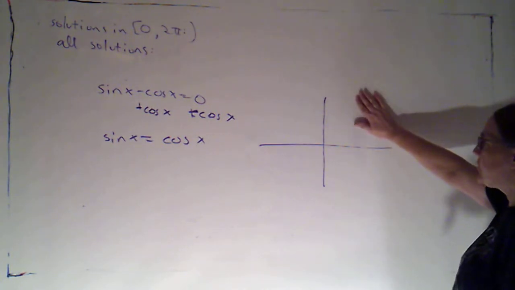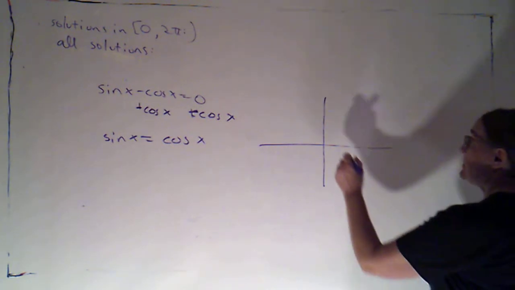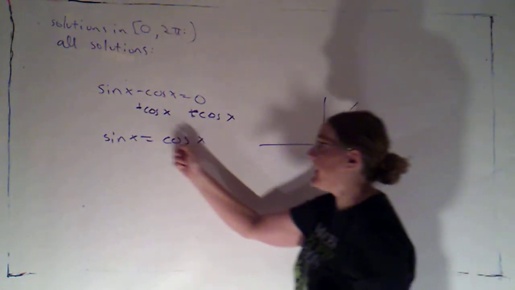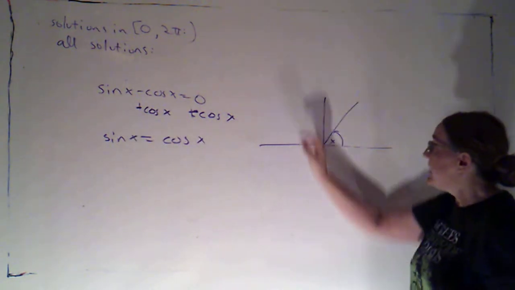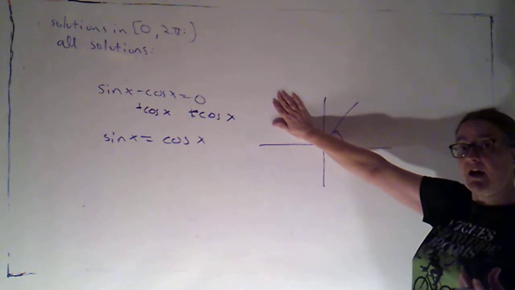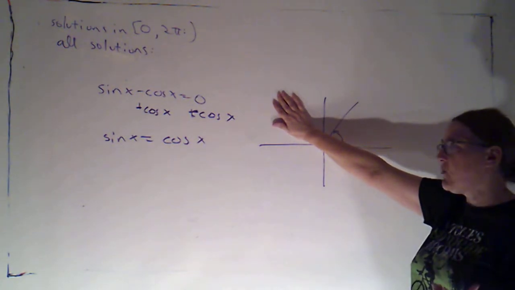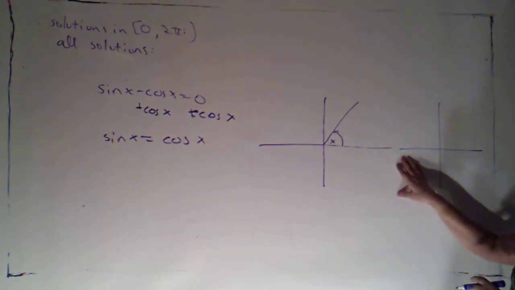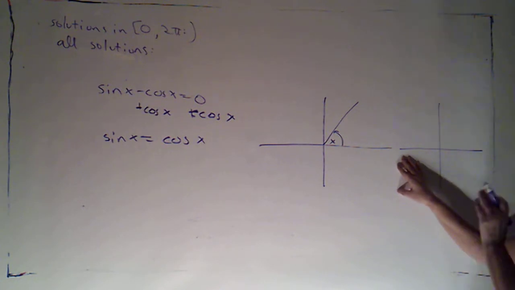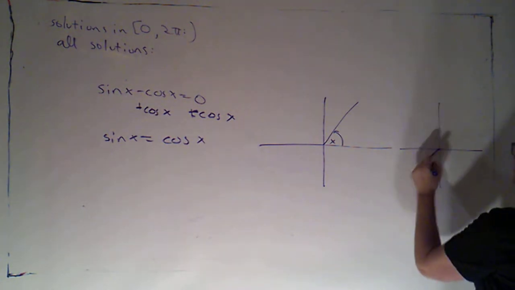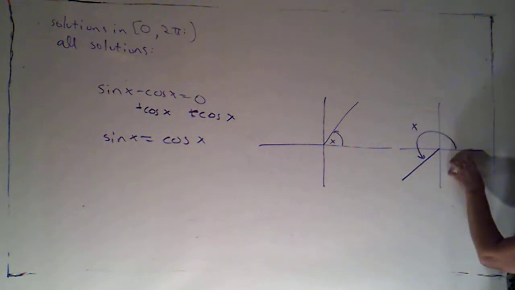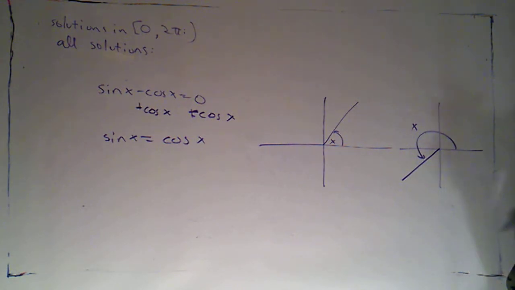Okay. Now in quadrant 1, everything is positive. So sine x and cosine x will both be positive. They'll have the same sign. They could be equal to each other. In quadrant 2, sine is positive, but cosine is negative. There's no way I can have a solution in quadrant 2. In quadrant 3, sine and cosine are both negative. If they're both negative, they could be equal to each other. So I can expect to have a solution in quadrant 3, but I'm not going to have one in quadrant 4 because cosine would be positive, but sine would be negative.